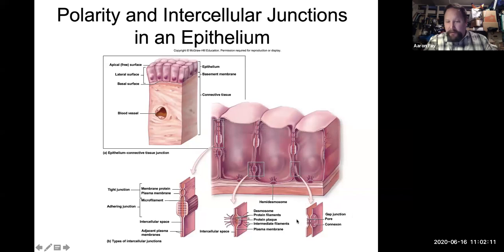Our final intercellular junction down here is our gap junction. And in the gap junction, you're going to have these things called connexons, which are little tubes that pass from one cell to the other.